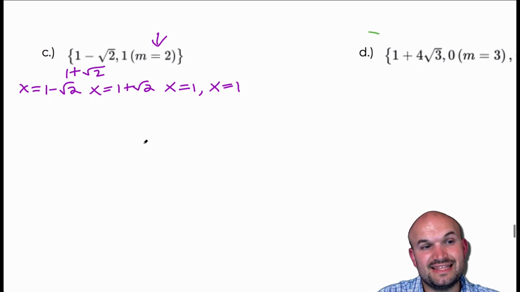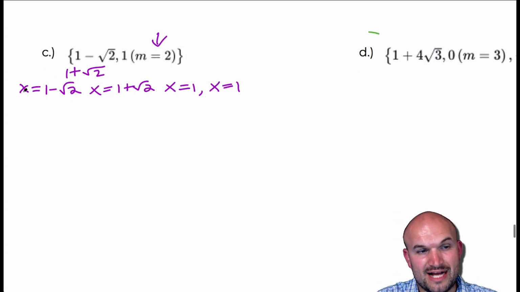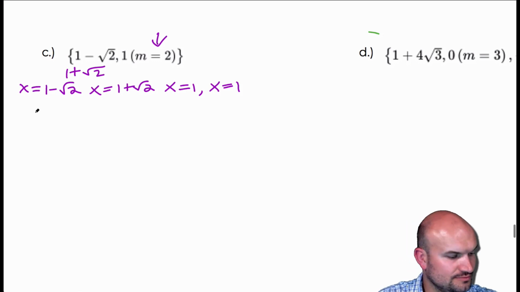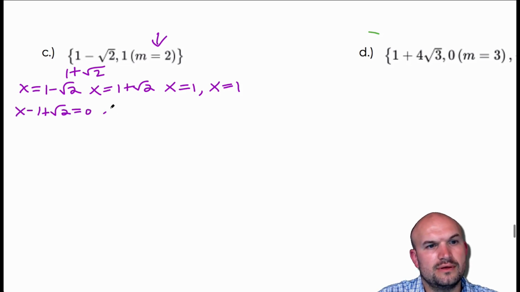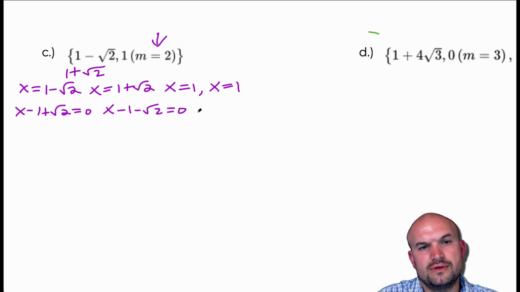So now as we set these equal to 0, you're going to have to subtract 1 and add square root of 2. Subtract 1 and subtract square root of 2. So therefore, we'll have x minus 1 plus the square root of 2 equals 0, x minus 1 minus square root of 2 equals 0, and then x minus 1 equals 0 and x minus 1 equals 0.